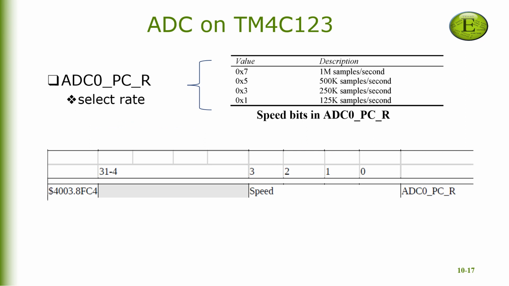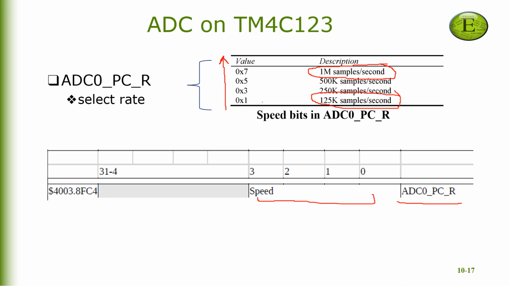The next one is the ADC speed register, so to speak, ADC 0 PCR. The lowest 4 bits define the speed at which the ADC will convert the analog input voltage samples into the corresponding digital output. There are 4 values, one of the 4 values listed in the table that may be specified, corresponding to the 4 different speeds of the ADCs, ranging from 125 kilosamples per second to 1 million samples per second.